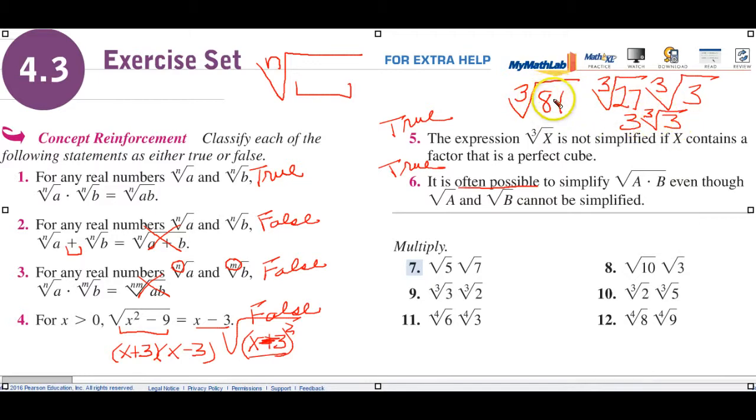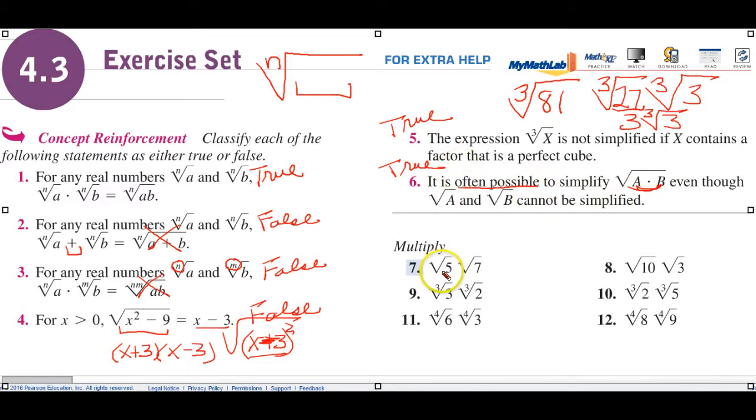What is under the radical, you can't call it simplified if there is still a factor that is a perfect cube, which we see here. And it is often possible to simplify a product even though part A or part B cannot be simplified. That is true.